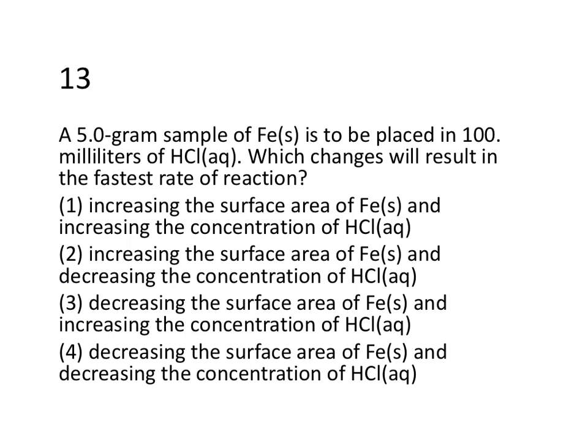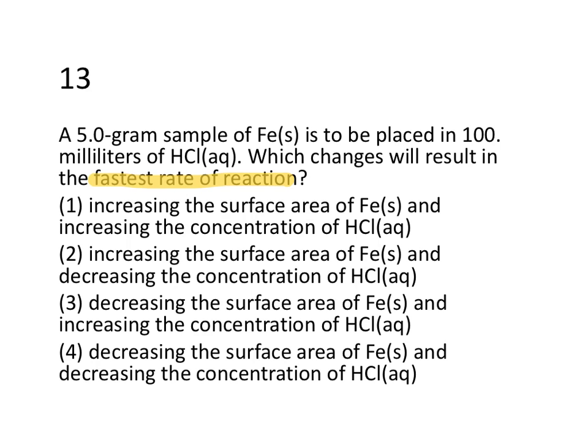A 5-gram sample of Fe solid is to be placed in 100 milliliters of HCl aqueous. Which change will result in the fastest rate of reaction? So here our keyword is fastest rate of reaction. Okay, so let's read this. Increasing the surface area of Fe means there's more chance for it to react. And increasing the concentration of HCl means increasing the amount of HCl. If you increase the surface area and you increase the concentration, that is definitely going to increase the rate of reaction. That's possible.